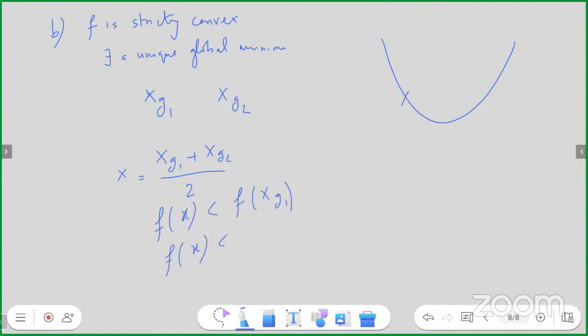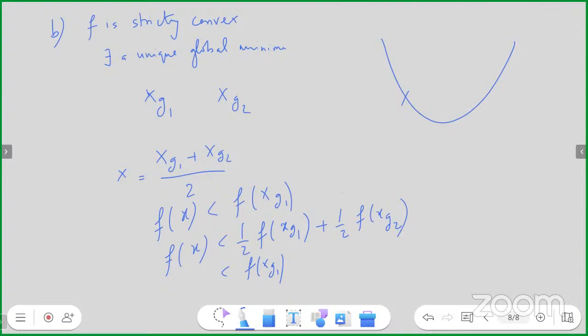It is less than one half of f of xg1 plus one half of f of xg2. So take any other linear combination. These are identical values, and then it's strictly less than them. So if there are two of them, then you can look at a convex combination of them, and you actually get a value even smaller. That's the contradiction, so the minimizer is unique.